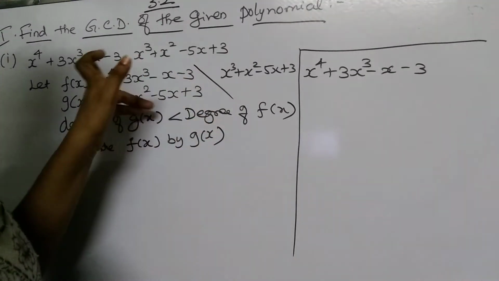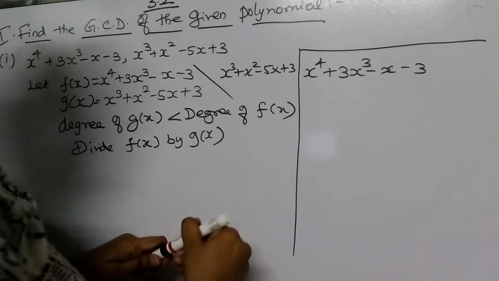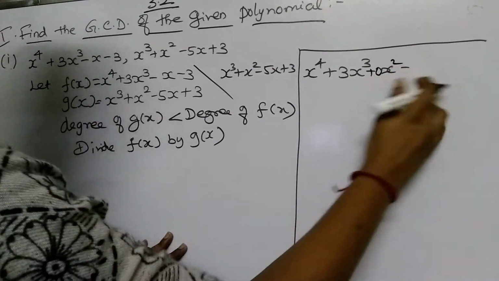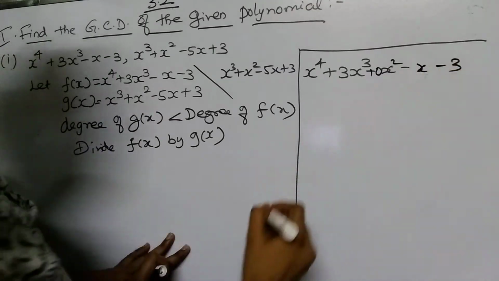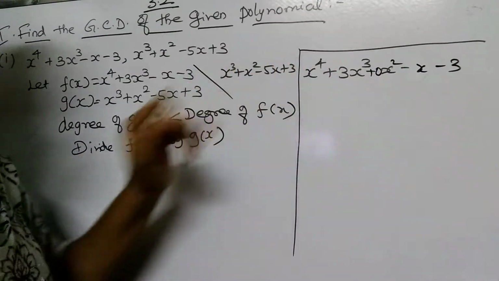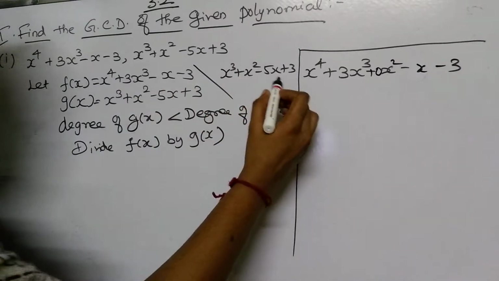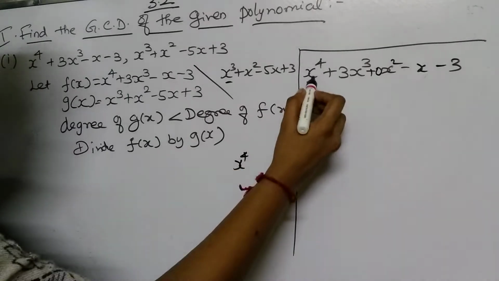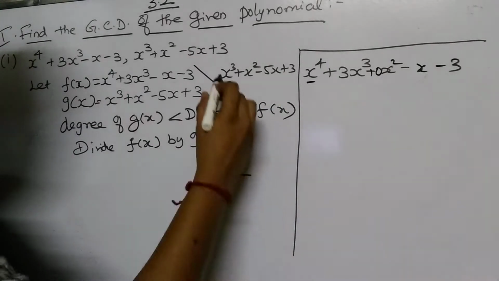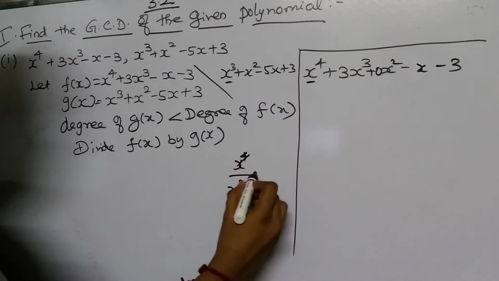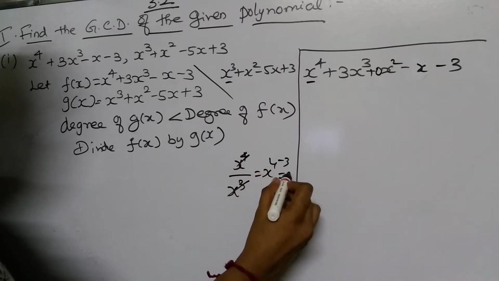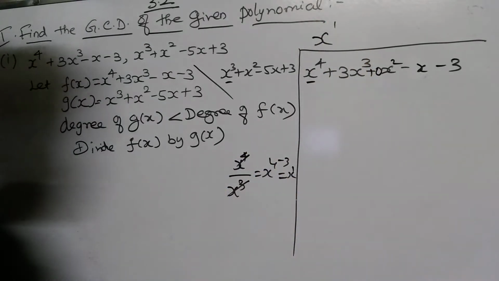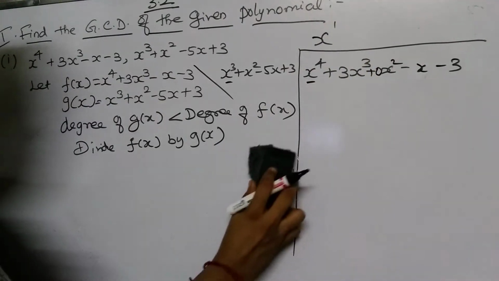For division, you write the first given polynomial inside. If terms are missing, see, the x square term is missing, so put 0 x square, and then write the x term and then the constant term. Now, how will you divide the terms? You take the first term and divide it. See, x power 4 is the first term in the dividend, and in the divisor you have x cube. So you get x power 4 minus 3, which is x power 1. So the number to be multiplied is x. Understand? So you find the quotient term.